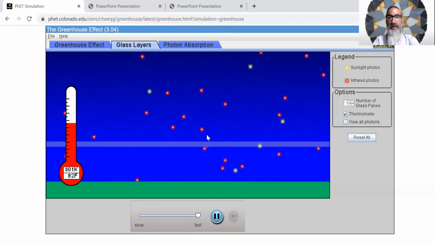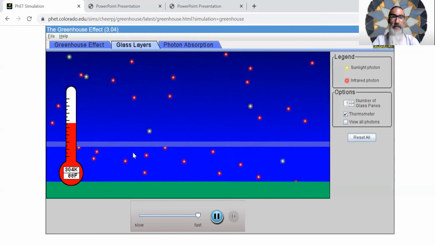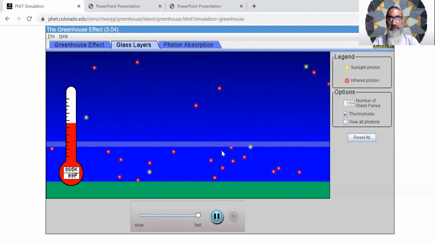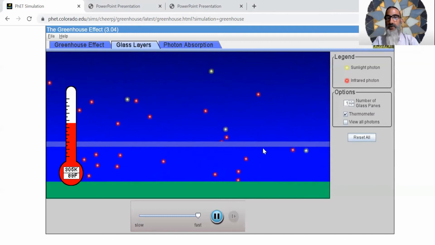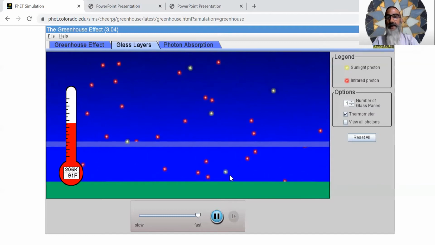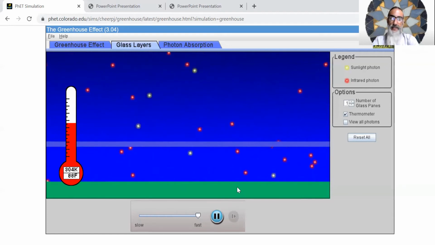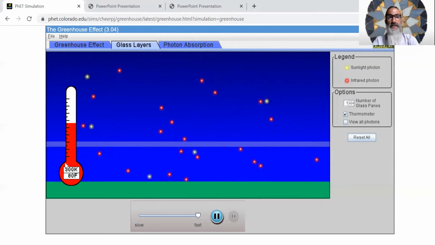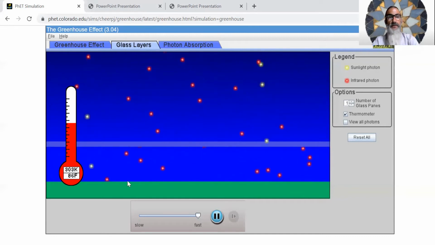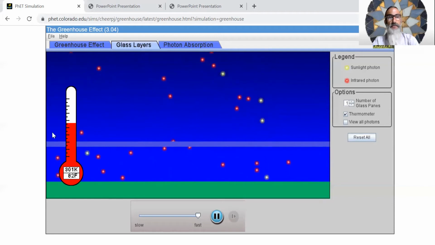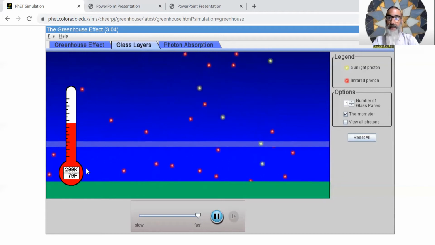some of that heat makes it through the glass, but some of it, if you look closely, gets reflected back down to the Earth. It's actually absorbed by the glass and then re-emitted back down. It's emitted in all directions, randomly. Okay? But what happens is some of that heat accumulates. So you may have noticed that now the temperature has increased quite rapidly.